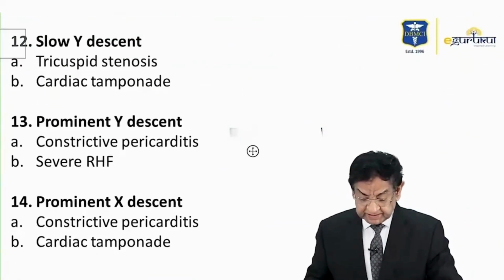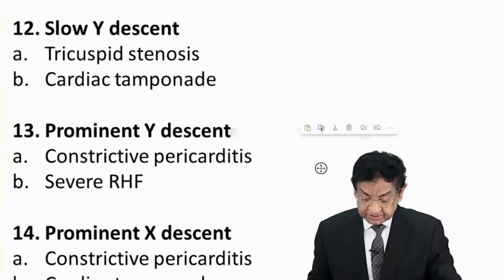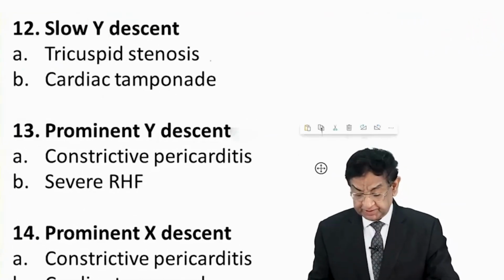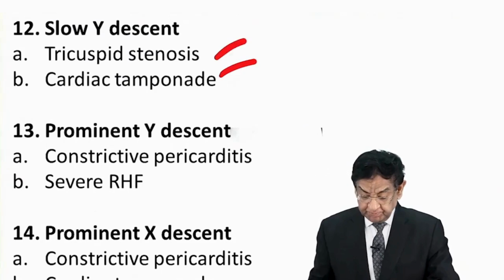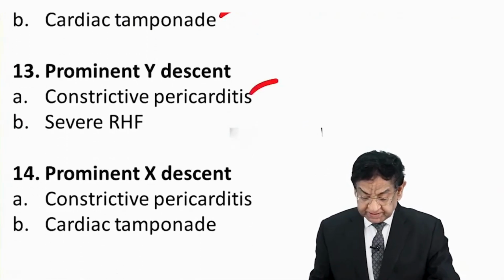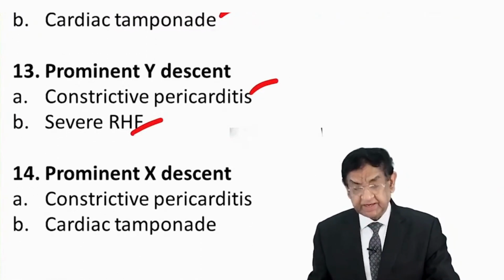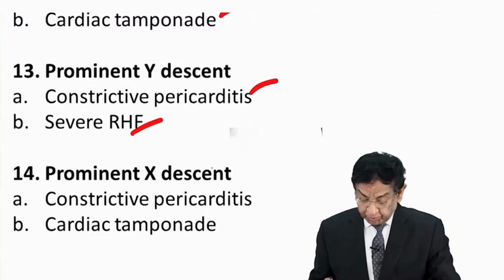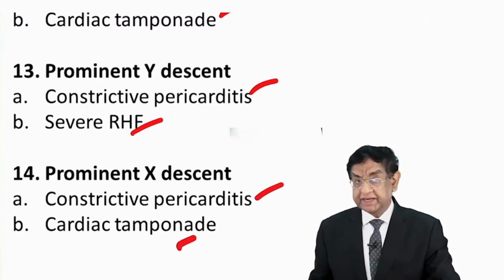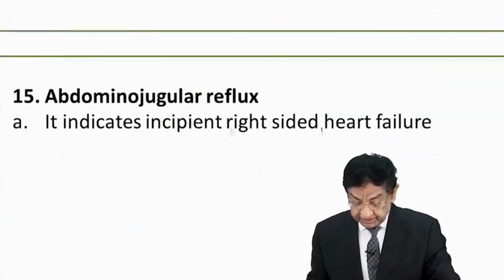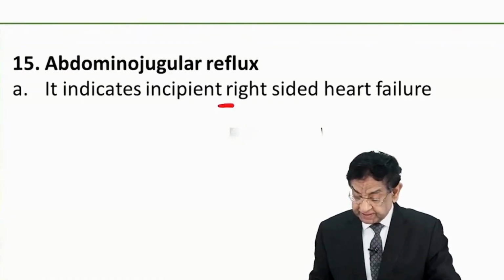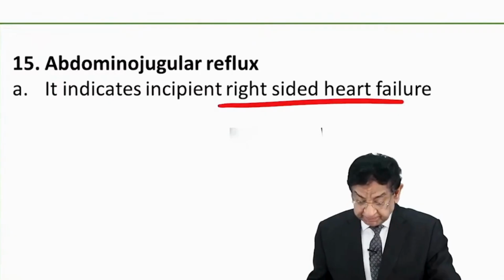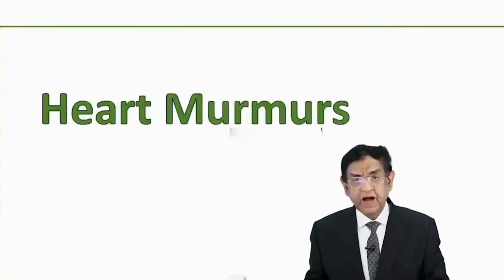Slow Y descent: tricuspid stenosis, cardiac tamponade. Prominent Y descent in constrictive pericarditis and severe right heart failure. Prominent X descent in constrictive pericarditis and cardiac tamponade. And abdominojugular reflux is seen in right-sided incipient heart failure. Heart murmurs.